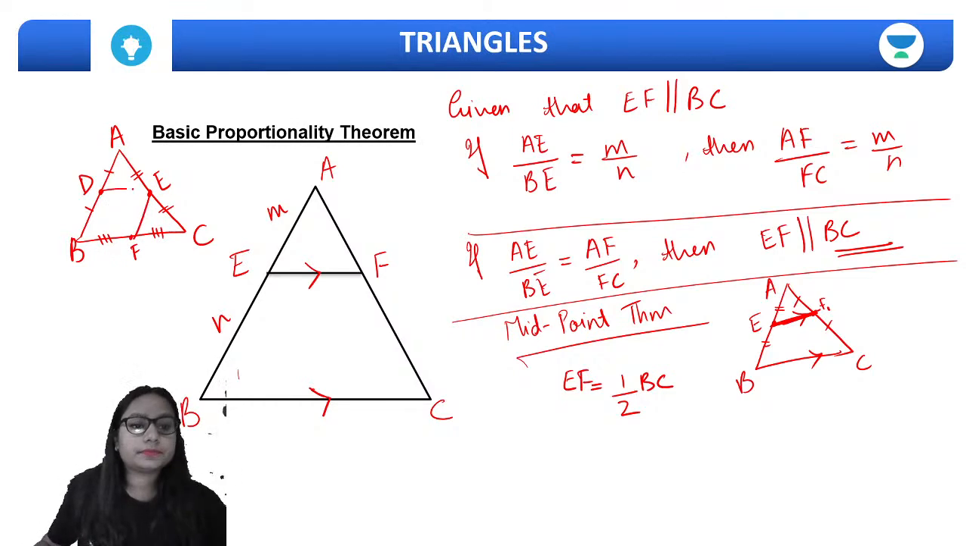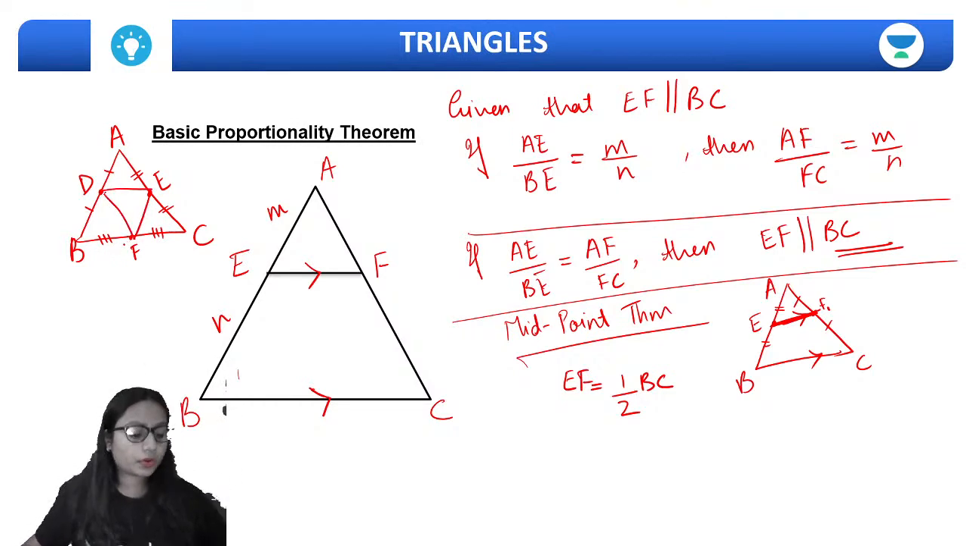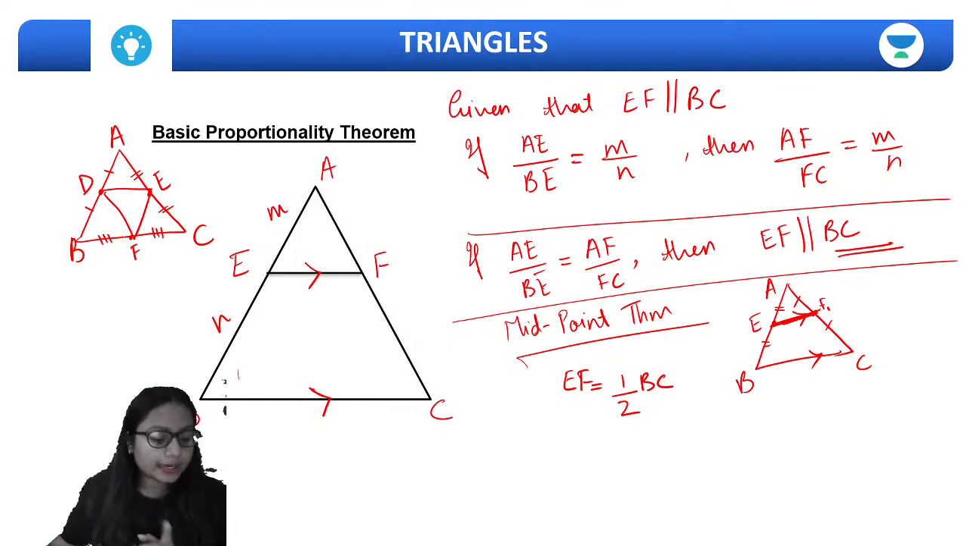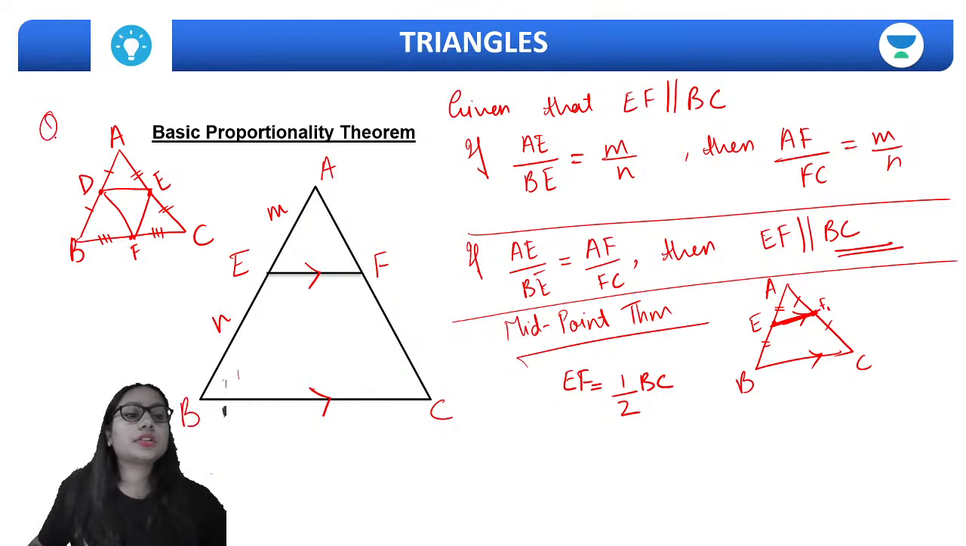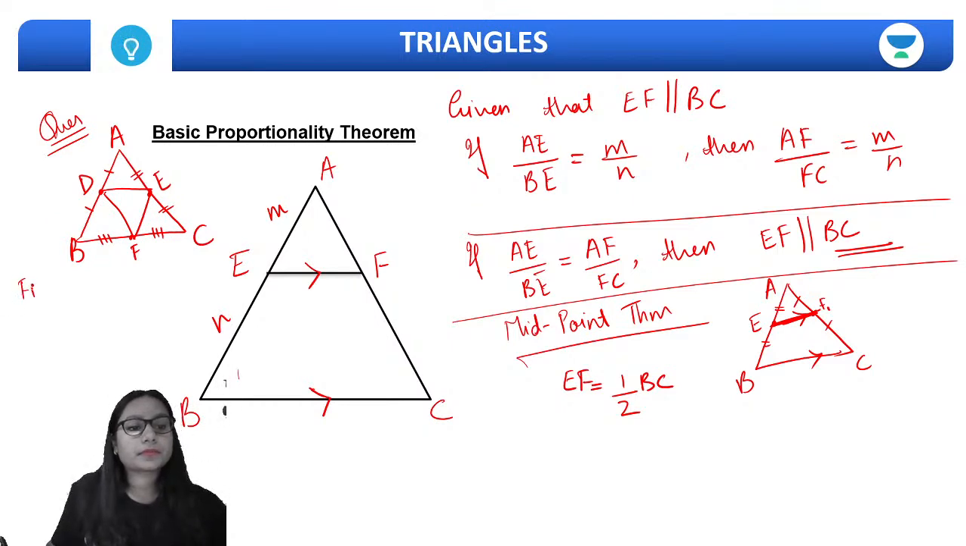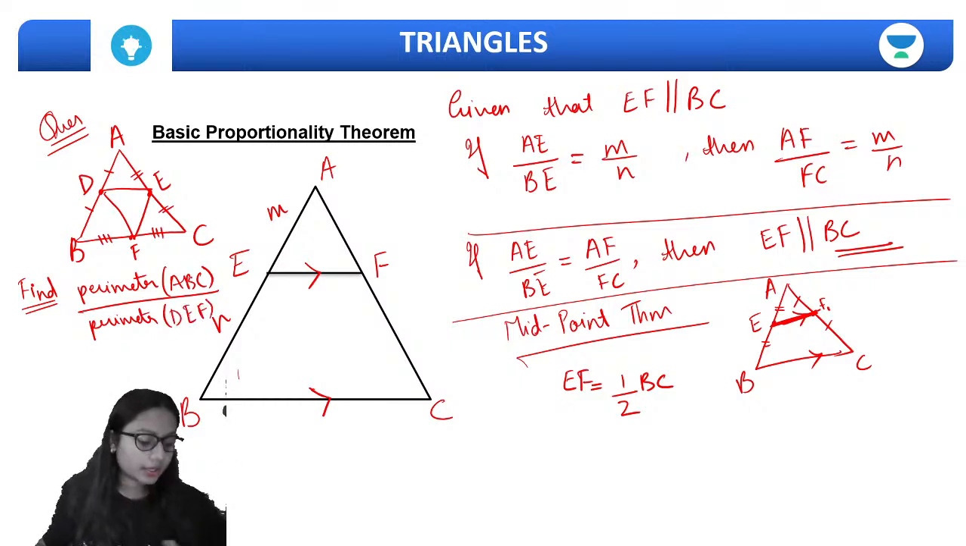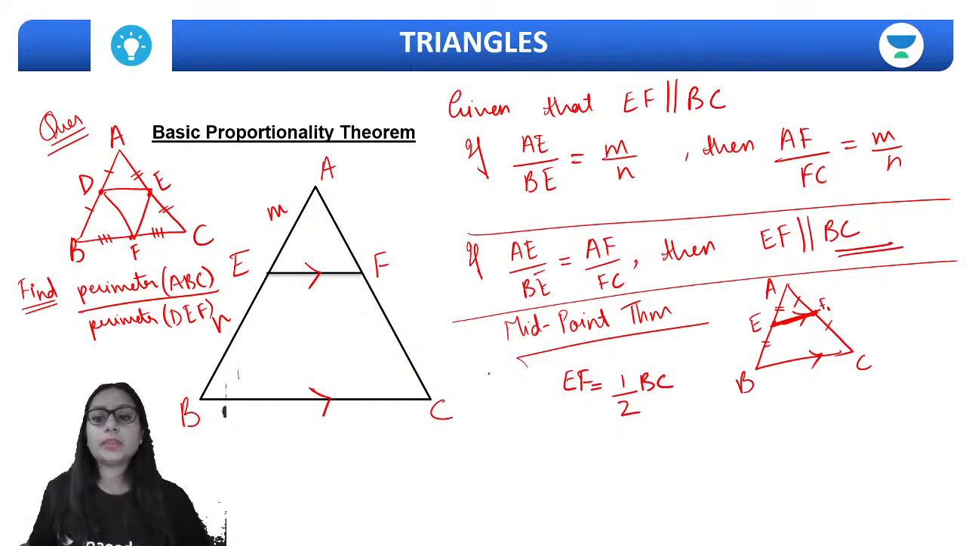Let me just join them. I'll come to your question, Janvi. Let me just tell you this question first. In a triangle ABC, D, E and F are midpoints. Find the perimeter of ABC upon the perimeter of DEF. Now coming to your question, Janvi, on the midpoint theorem.